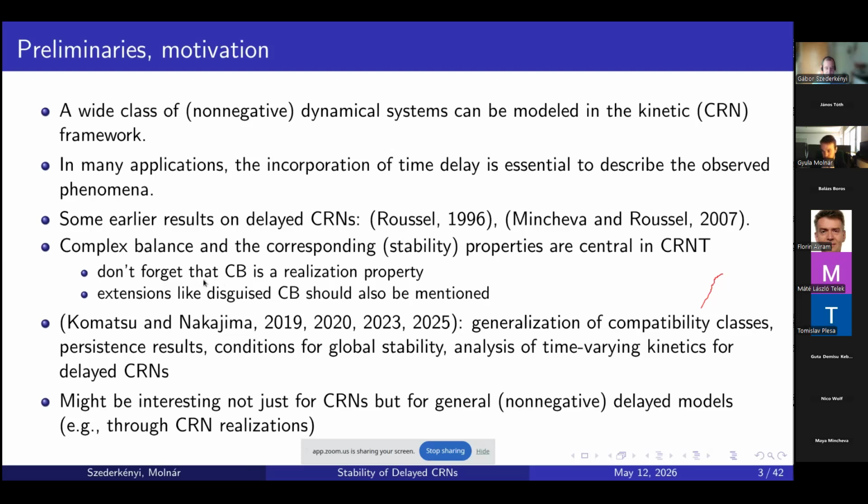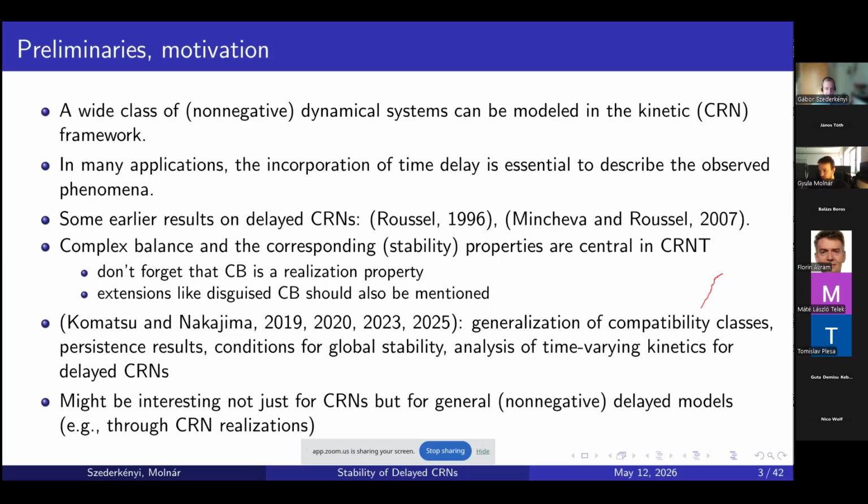And I think you heard in recent seminars about the disguised complex balance framework, for example, which clearly extends the scope of this analysis. I have to highlight the results of these Japanese authors, Komatsu and Nakajima, about the generalization of compatibility classes for the delayed case. Very important and nice persistence results, conditions for global stability under certain conditions, and this is the recent one, the analysis of time varying kinetics for delayed chemical reaction networks. And as I said, this framework or analysis might be interesting not only for CRNs, but for general non-negative delayed models, for example, through CRN realizations.